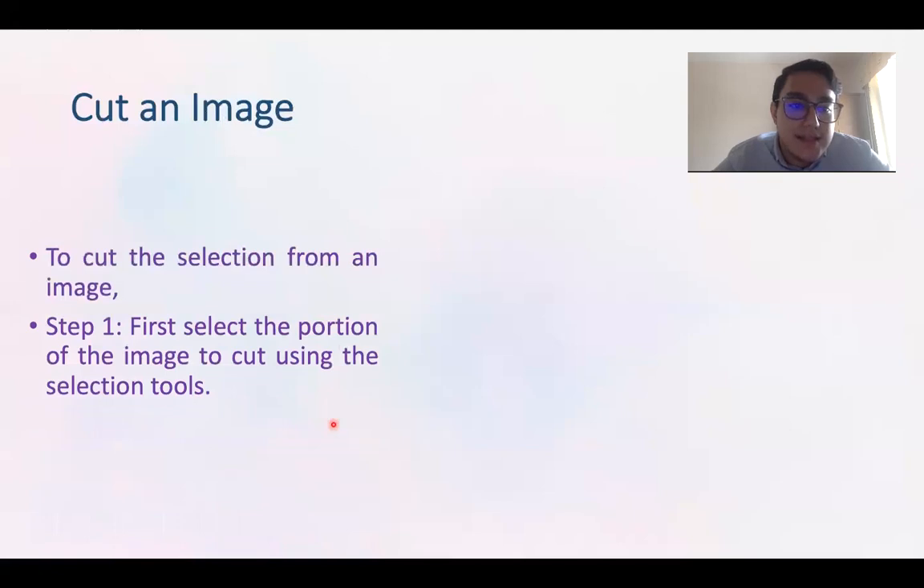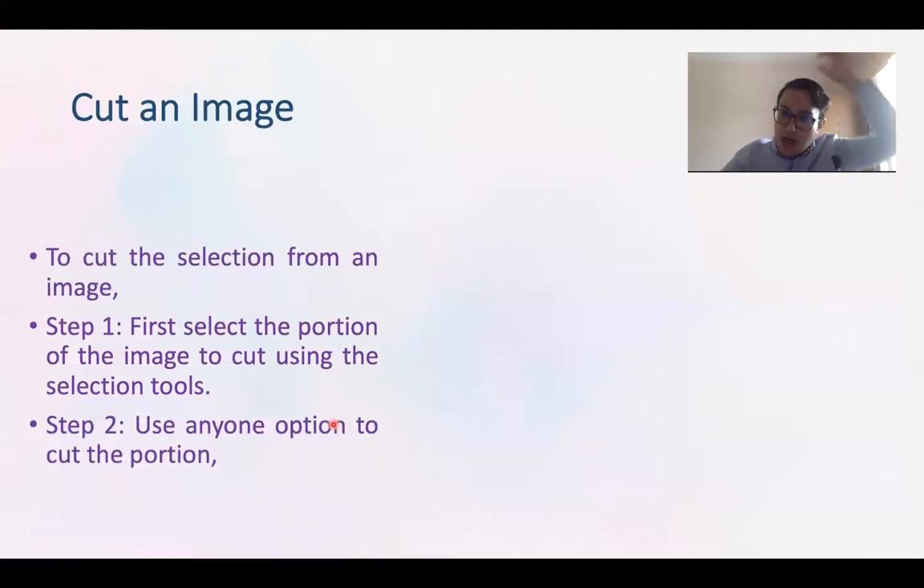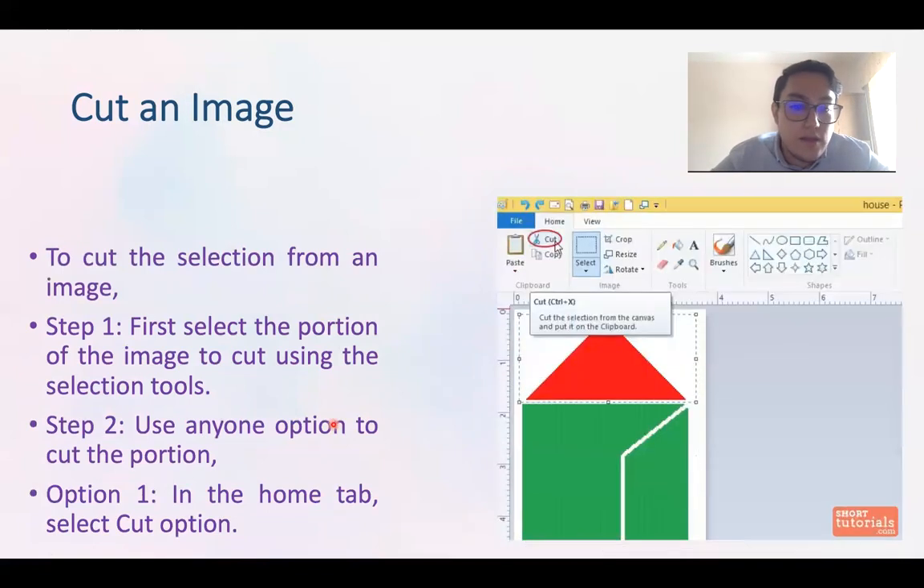to cut the selection from an image. So how to cut a part of an image? Step one is to first select the portion of the image to cut using the selection tool. So you have to select which part you want to cut. Where do you want to cut? Which area? Which part? You have to select it using the selection option. Using this, you drag over the part you want to delete. For example, you want to delete this, you drag over it and select it.